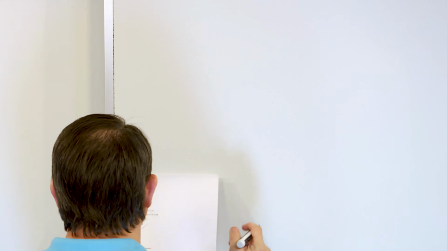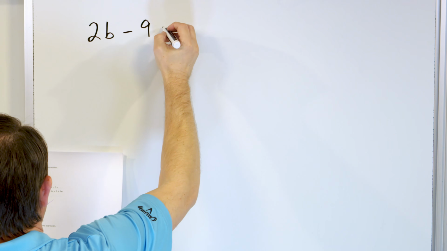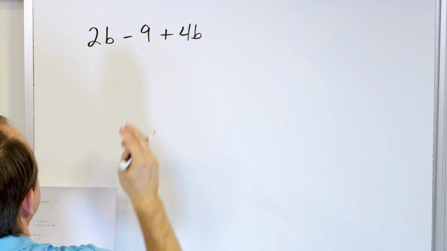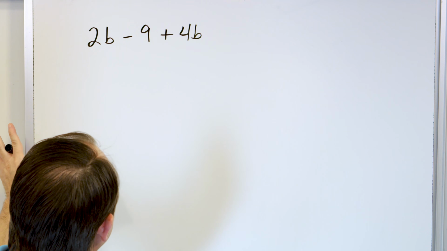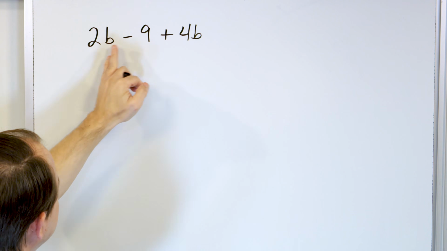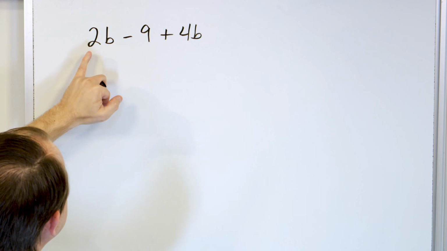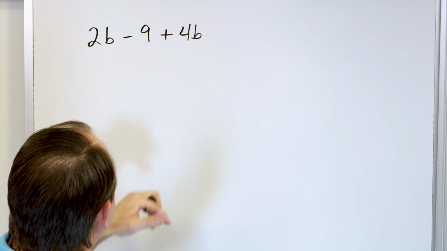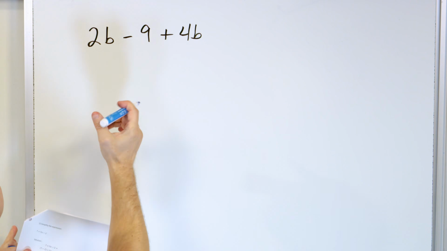All right, let's see another example. What about 2 times b minus 9 plus 4 times b? Well, we have a number here, but we don't have any other numbers by themselves, so we can't combine the 9 with either of these things. But we do have a 2b and we have a 4b, so this could be like 2 buffaloes and 4 more buffaloes.